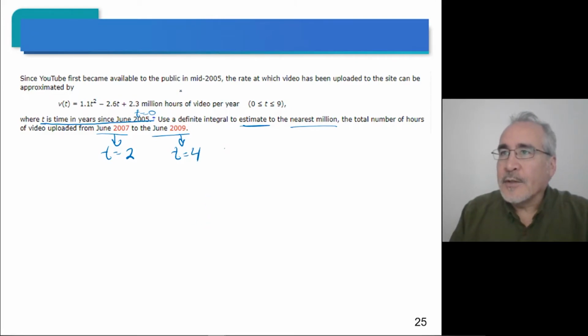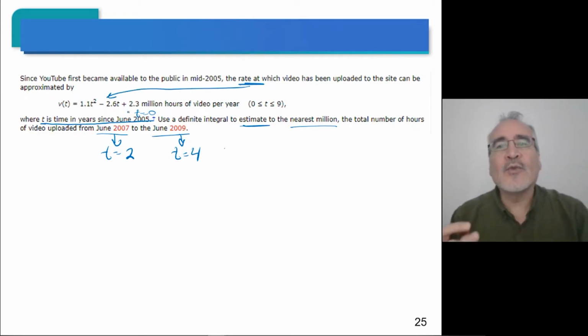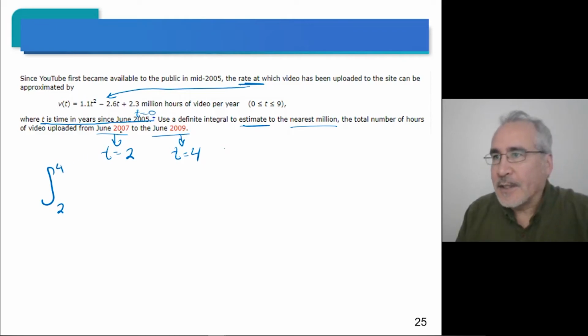So as we read through here, blah, blah, blah, we see the word rate. That's what we're looking for. We're dealing with a rate. This function is a rate function. It is a derivative. So when we integrate it, going from 2 to 4, what we get is our answer. We get the area under this curve.